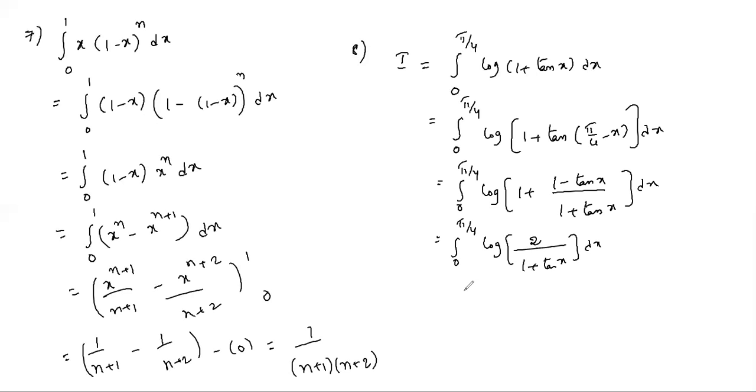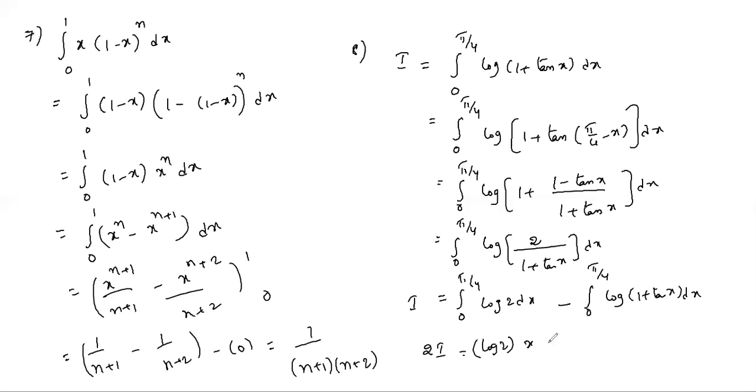Log a by b is log a minus log b. 0 to pi by 4 log 2 dx and 0 to pi by 4 log 1 plus tan x dx. So this is I equals to I, this is also I plus I, 2I equals to log 2 into 1 dx is x between the limits log 2 constant 0 to pi by 4. So implies I equals to pi by 4 by 2, pi by 8 log 2 base e. So pi by 8 log 2 base e is the answer.